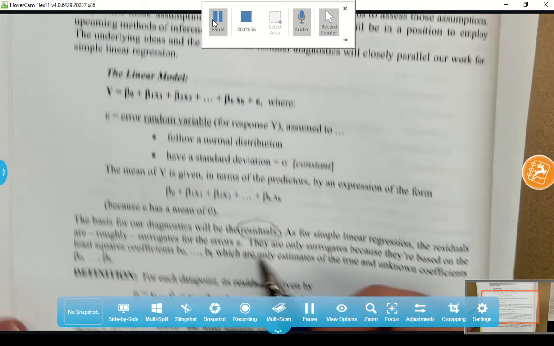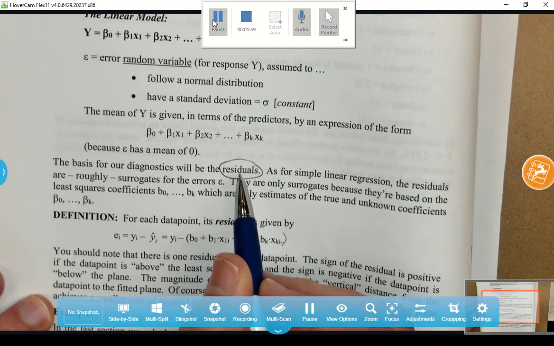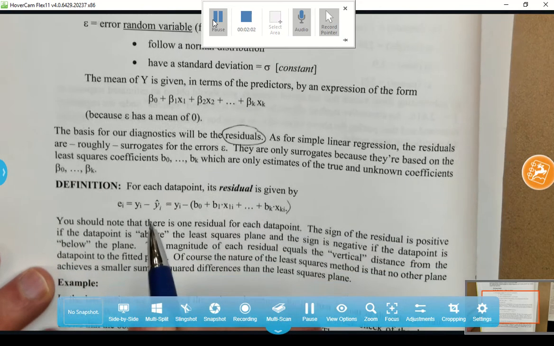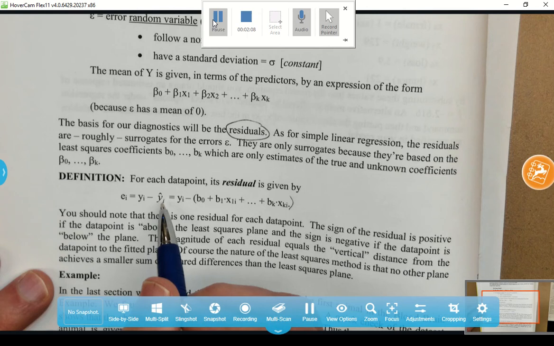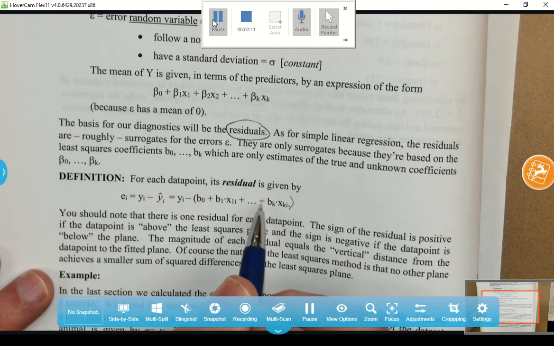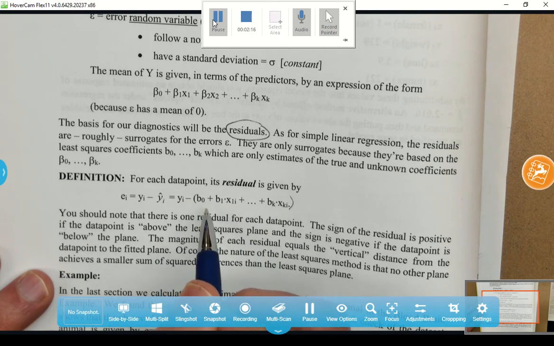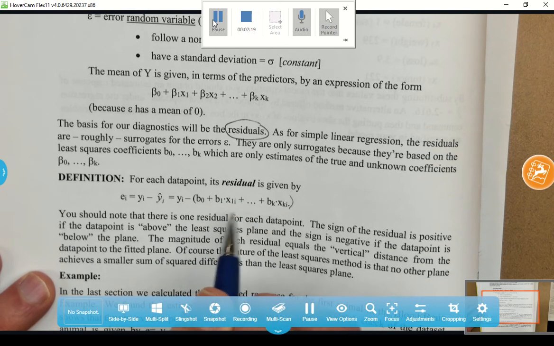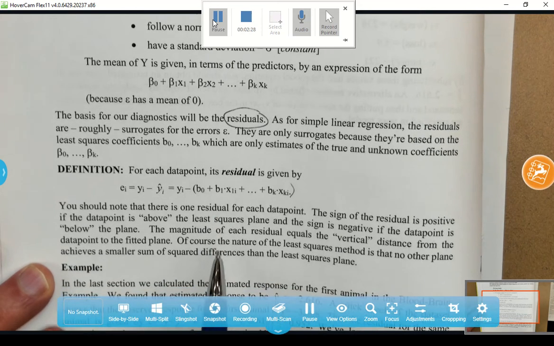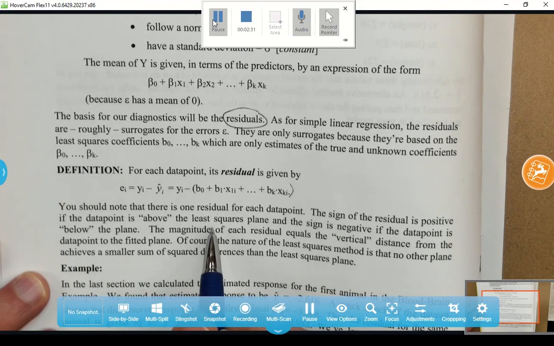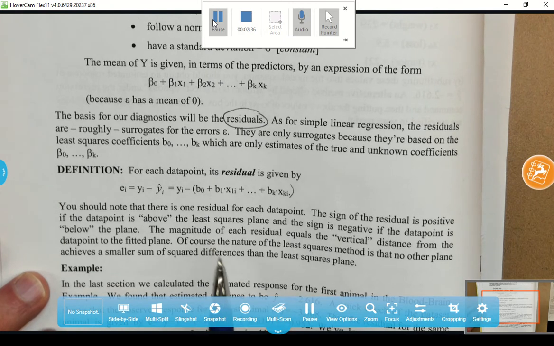So again, on page 130, we go through this again. The basis of our diagnostics is residuals. Our residuals are given by our observed value yi minus y hat i. And y hat is just plugging in all your x variables into the expression with the b's. There is only one residual for each data point, and the sign of the residual is positive if the data point is above the least squares plane, and negative if the data point is below the plane. And we're talking about the vertical distances.